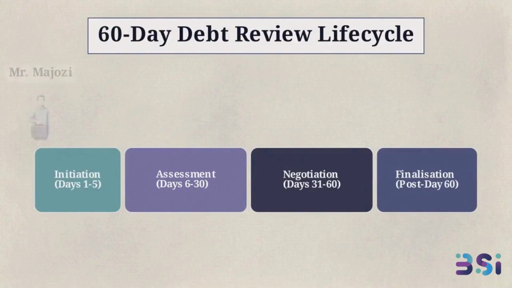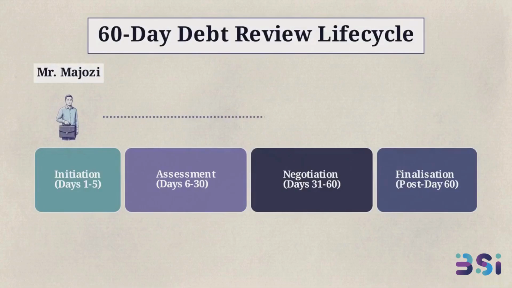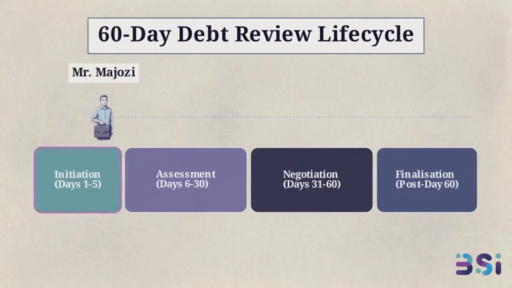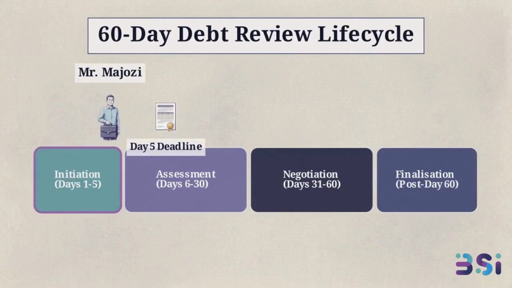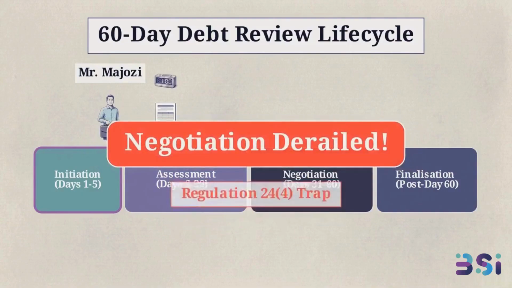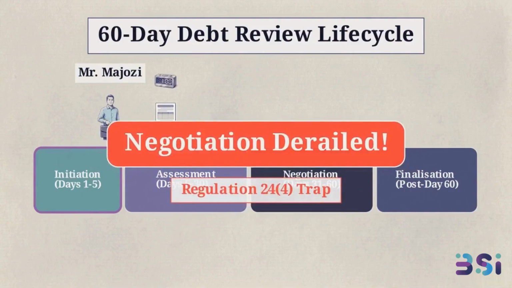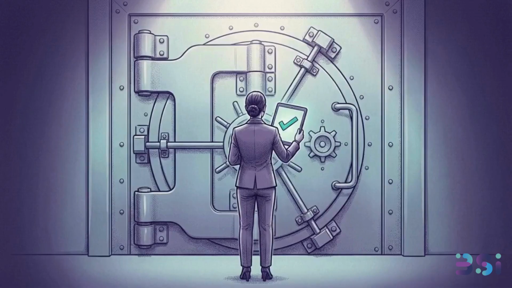We will track a fictional over-indebted consumer, Mr. Majosi, from his initial application all the way through to his final clearance certificate. Moving a consumer successfully through these phases requires meticulous adherence to procedural triggers. A delay of even 1 day at a critical juncture can derail the entire negotiation. Active participation and precise timeline management are the only ways to ensure the protection of your institutional assets while maintaining strict statutory compliance.